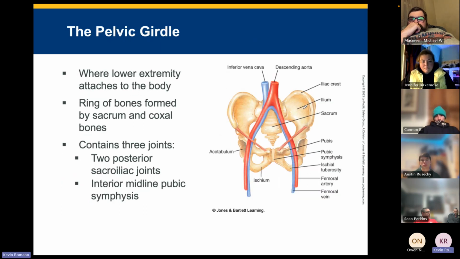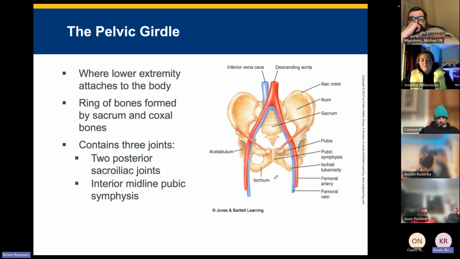Right. So the pelvic girdle. The pelvic girdle is where the lower extremity attaches to the body, which contains a ring of bones formed by the sacrum and the coxal bones. Each coxa consists of 3 fused bones, the ilium, the ischium, and the pubis. The pelvis contains 3 joints, the 2 posterior sacroiliac joints and the anterior midline pubic symphysis. The obturator foramen is the opening between the ischium and the pubis that contains several important nerves and muscles, which supports the body weight and protects the internal organs.